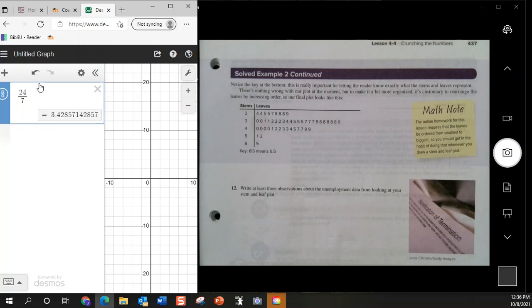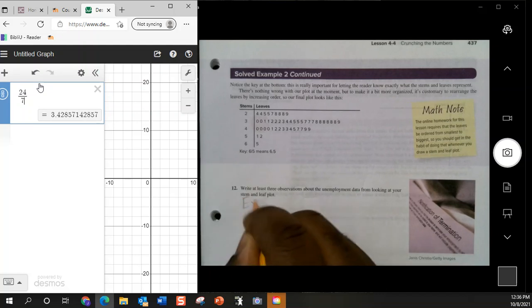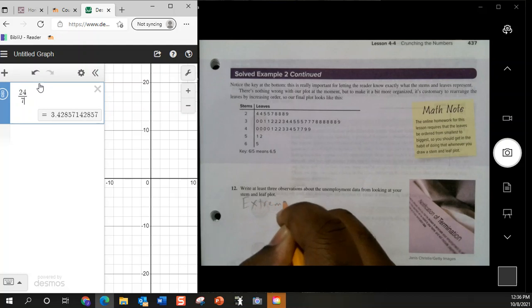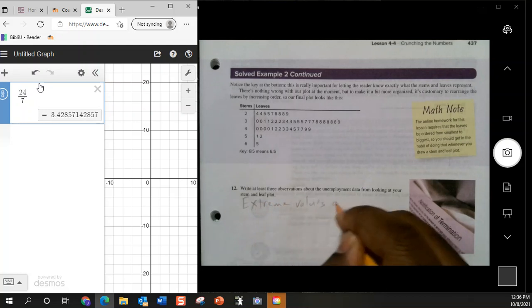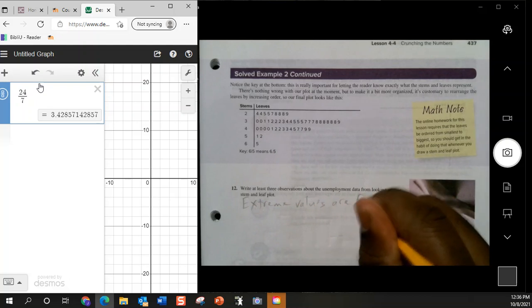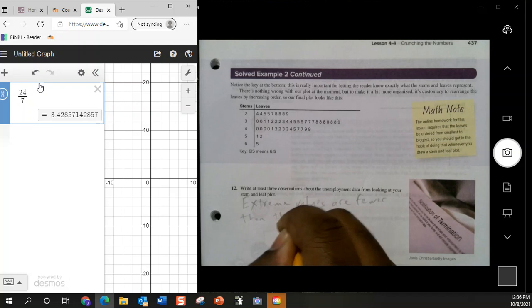Okay, now it says write at least 3 observations about the unemployment data from looking at your stem and leaf plot. Okay. Well, if we look here, extreme values are fewer than the middle values.